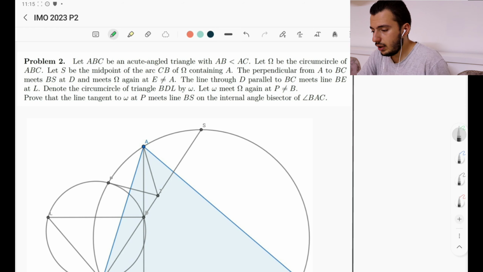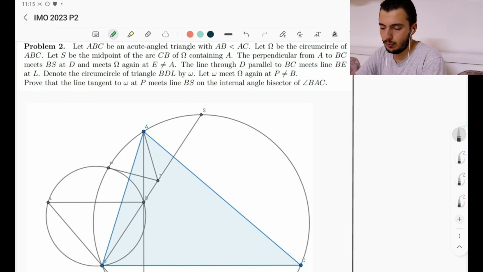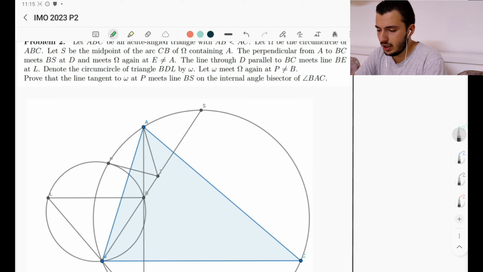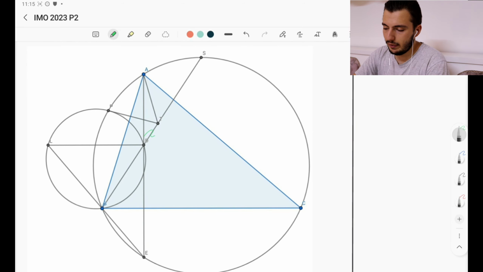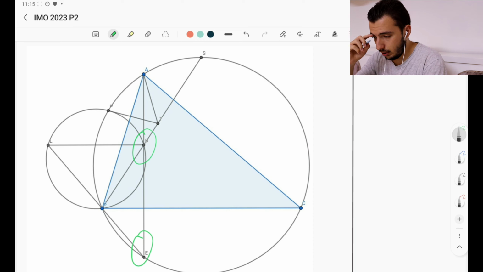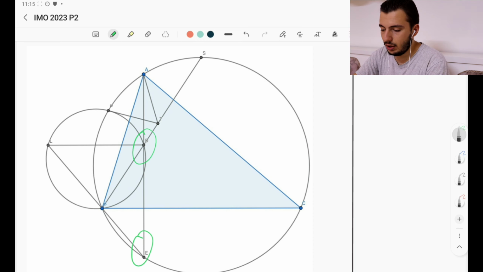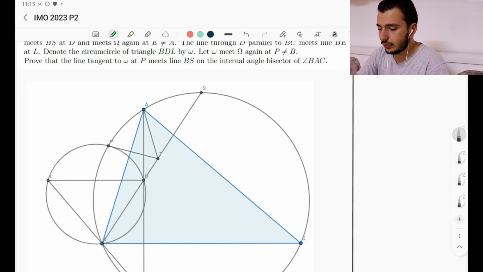Next, we draw a height, a perpendicular from A to BC. That's the same as an altitude. That meets BS and omega at D and E. As you can see here, we have our point D, and here we have our point E. Simply, we have 2 points. One is the intersection of BS and the altitude. The other is the circumcircle and the altitude.